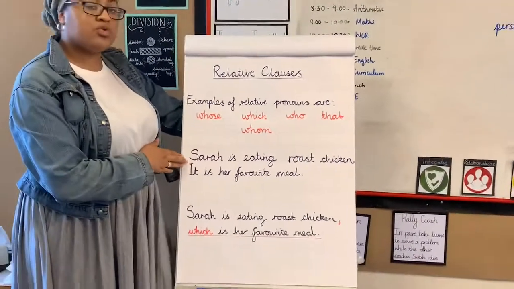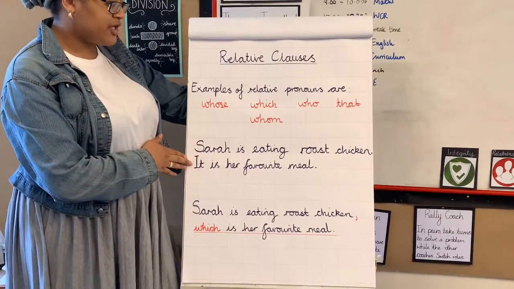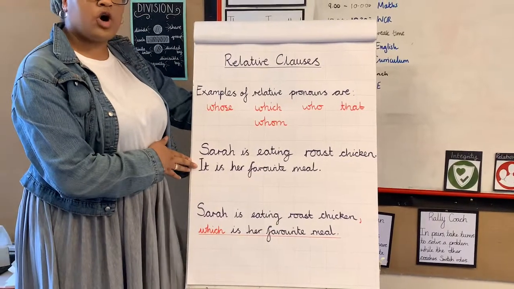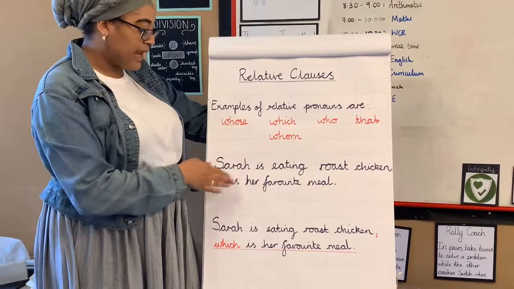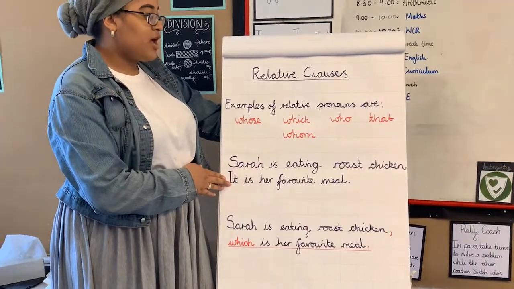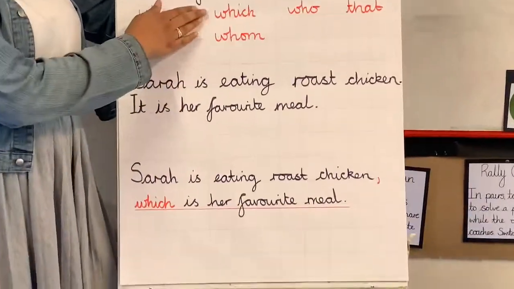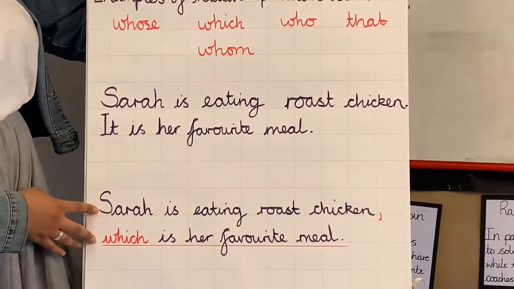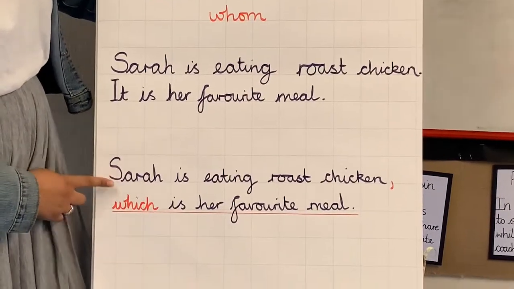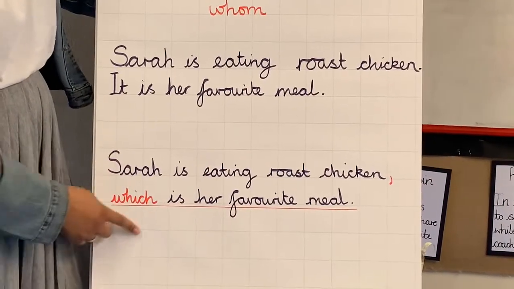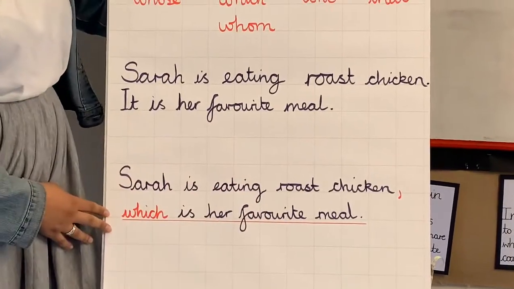Here I have an example of 2 simple sentences. Sarah is eating roast chicken. It is her favourite. In order to make this a complex sentence, we need to choose one of our pronouns to add and replace it to create a relative clause. Down here, I've used the pronoun which to turn my 2 simple sentences into a complex sentence. Sarah is eating roast chicken, which is her favourite meal. Which is the relative pronoun, and which is her favourite meal makes it the relative clause.